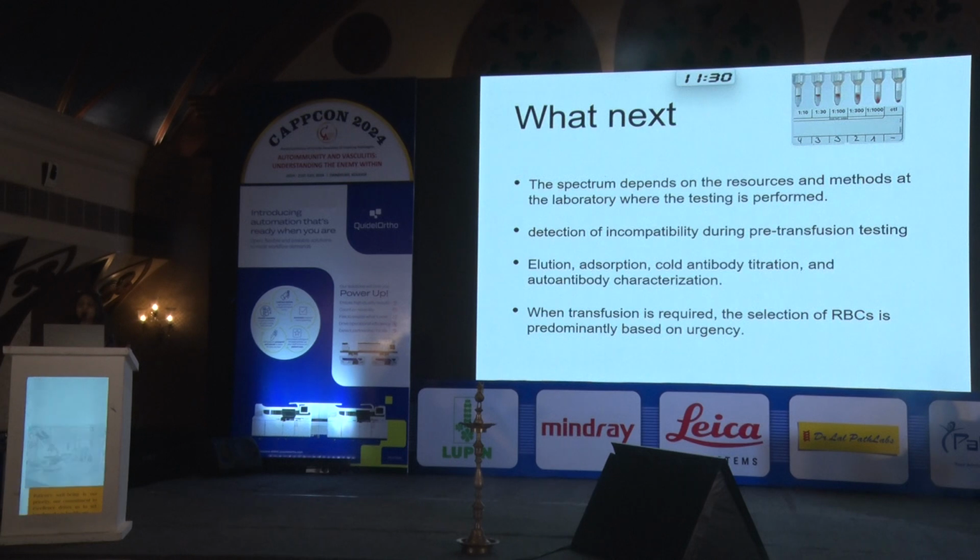If there is incompatibility during testing, they have to go on and do elution and adsorption studies. It's also important to get a titer of the antibodies you have, especially cold antibody titration and the autoantibody characterization. So all these things take a long time, and transfusion often cannot be rushed or hushed up because you have to give them time to do all the diagnosis. Otherwise, the transfusion that you do is going to cause more harm than good.